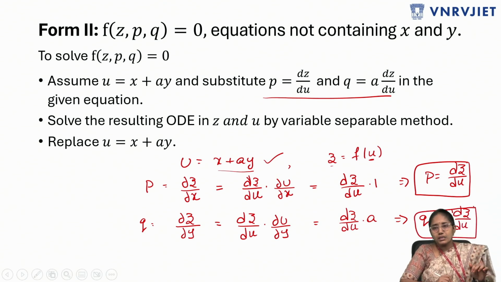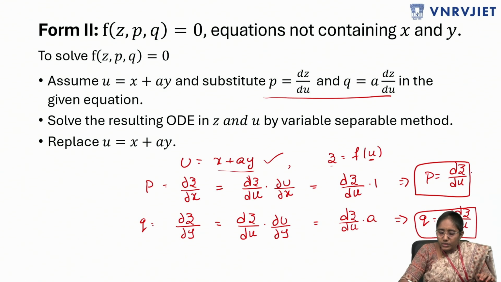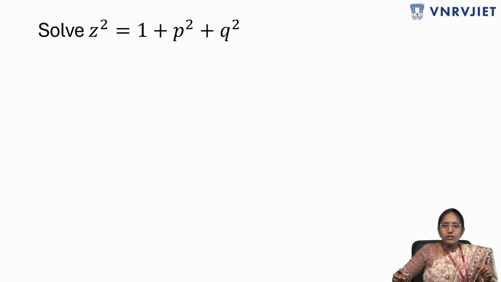If we replace p and q as dz/du and a dz/du in the given equation, then the equation converts into an ordinary differential equation. Now we can solve that ordinary differential equation in z and u by using the variable separable method. And finally, you can replace u = x + ay in the solution which we obtain. Now we will look into an example.